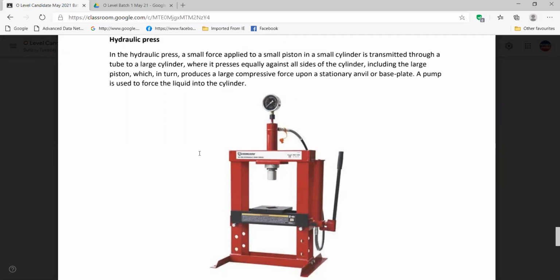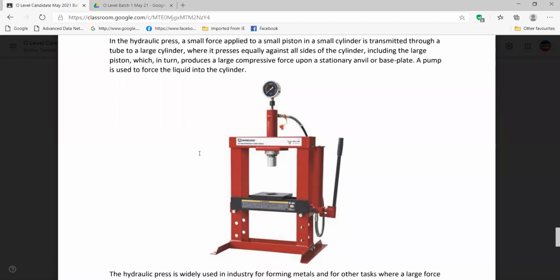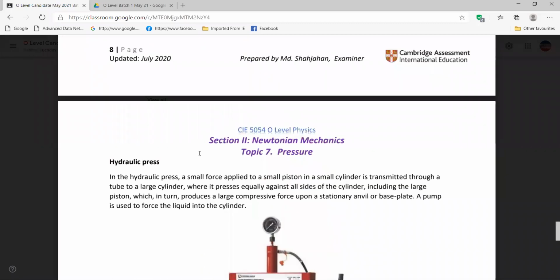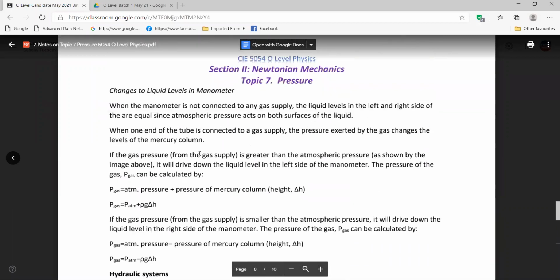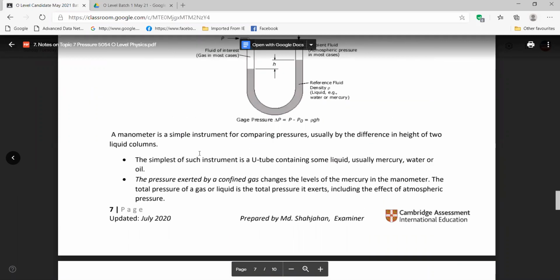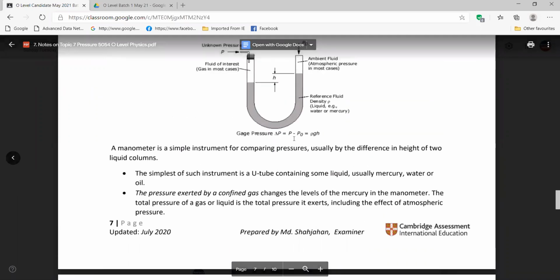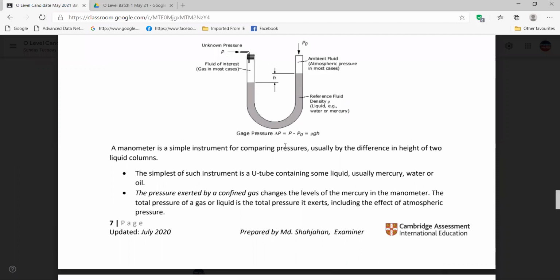The manometer. I wanted to know how to do the maths of that. Okay, there is one formula here. You have to use this formula. This one you just remember. So gas pressure will be P minus P naught equals rho gh. This one.